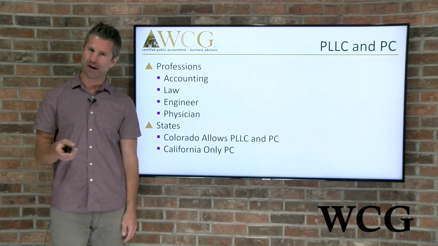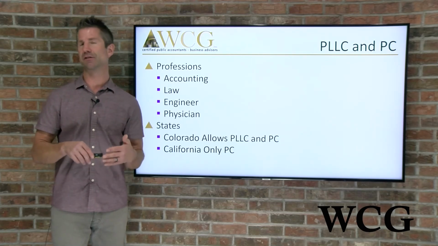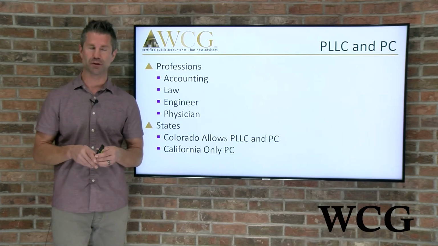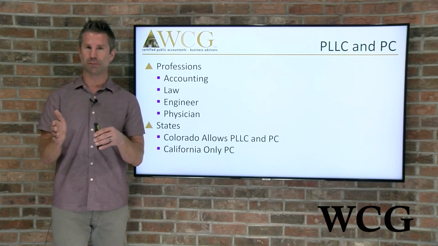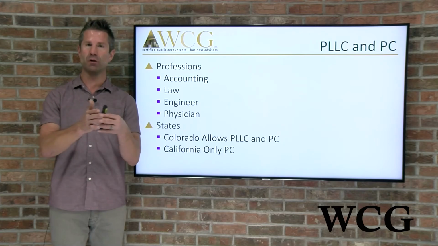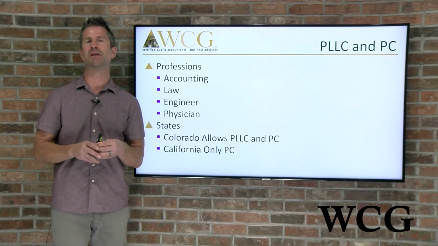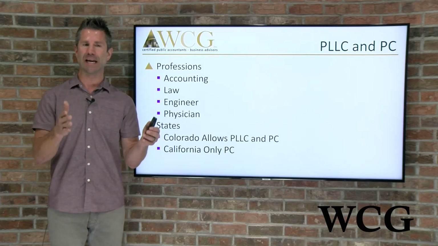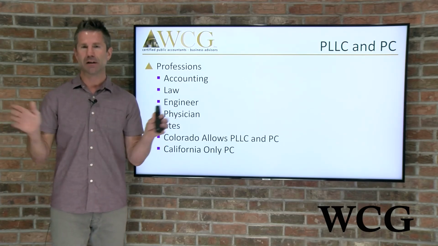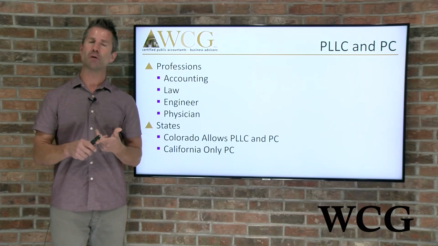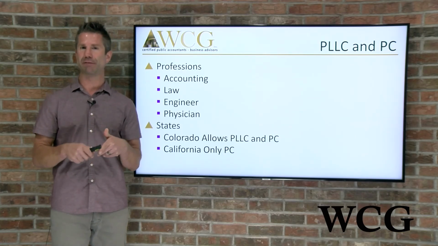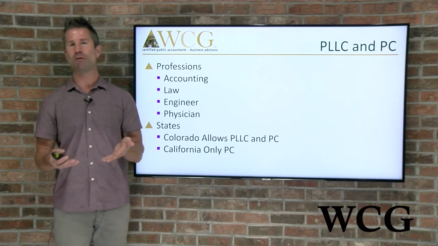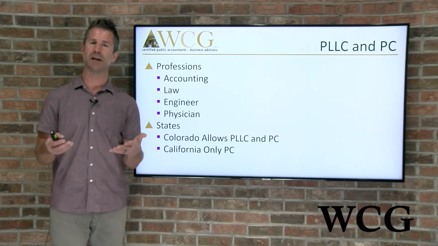With certain professions, such as accounting, law, engineering, and medicine, depending on your state, you might have to be a professional corporation. So you can't just be a C Corp. I mean, that's what you are, but you also then file an additional document to say, I'm going to be a professional corporation. Some states just recognize that out of the gate. For example, Colorado allows a PLLC, which is a professional LLC, and then they also allow a PC. California, however, only allows a PC.